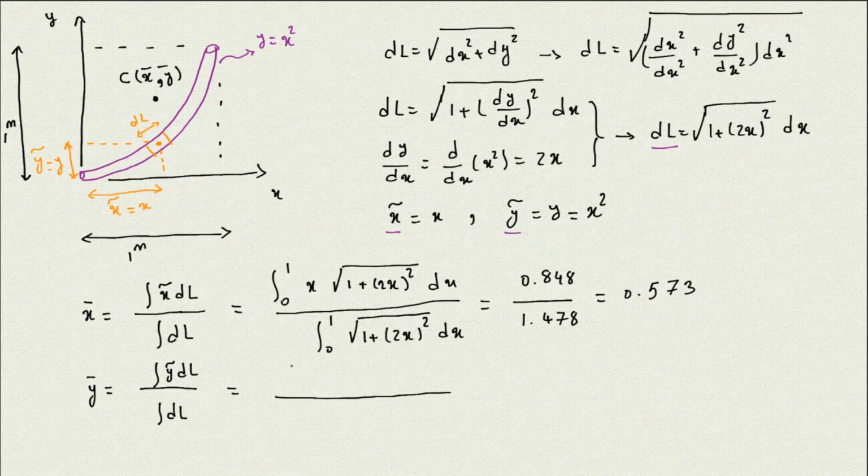Again we'll go ahead and it's going to be 0 to 1, because again we are integrating over x, because everything is dx, and then the location of the element centroid in the y direction is just x squared, so this one is x squared, and then the dx, then the dl, which is going to be the square root of 1 plus 2x squared, dx, and then you have the dl.